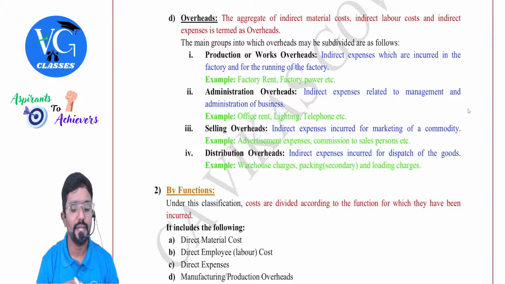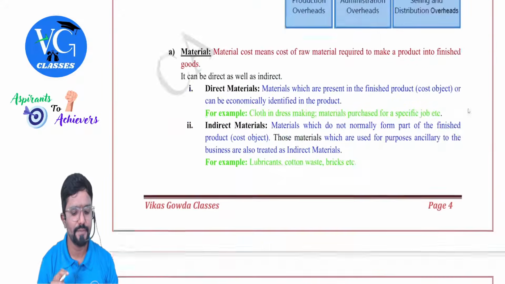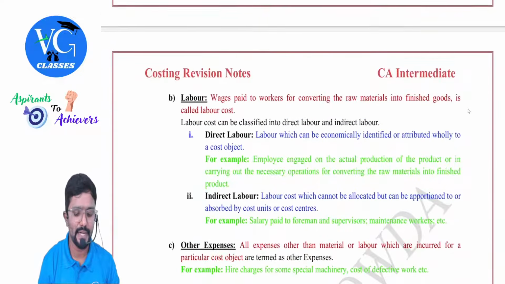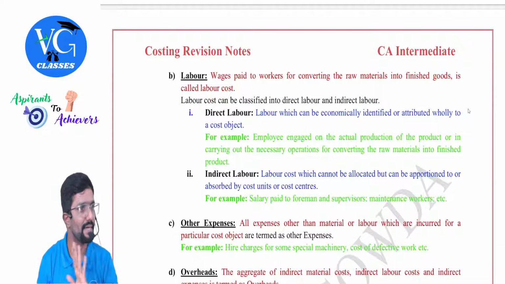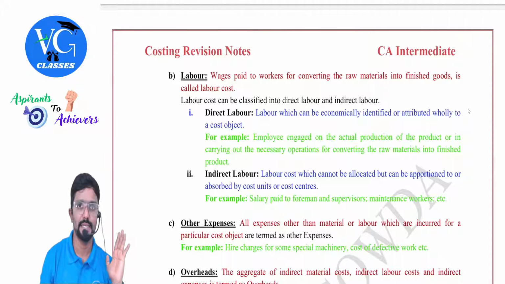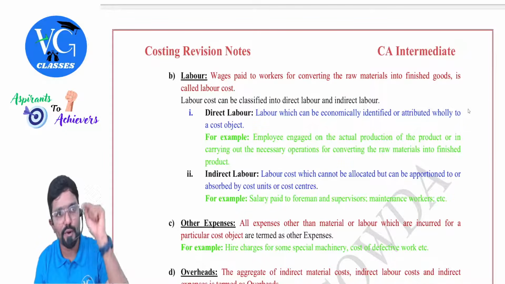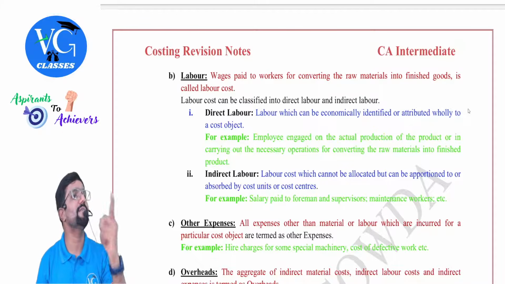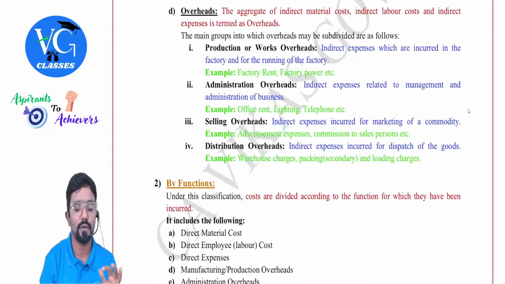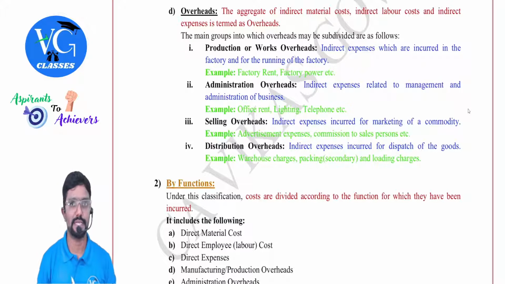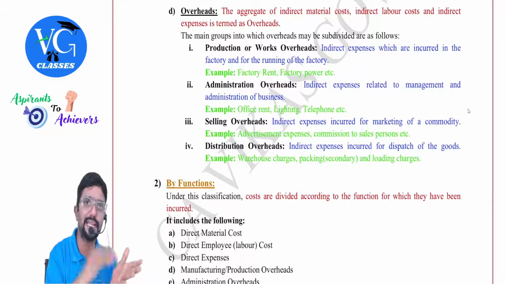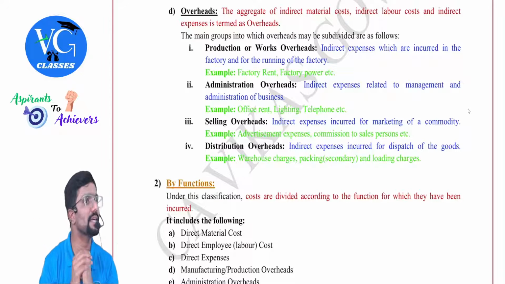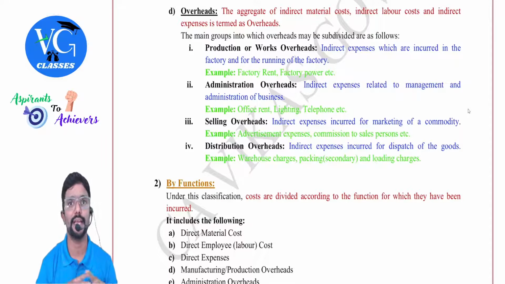Please be careful. Even direct material and direct labor might be incurred in the factory, but they will not be a part of overheads. Factory is a place where production happens. So any indirect expenses incurred in the factory are called work or production overheads. Now if you ask me, sir, in the factory do we incur both direct as well as indirect? Yes, we will incur both direct as well as indirect.